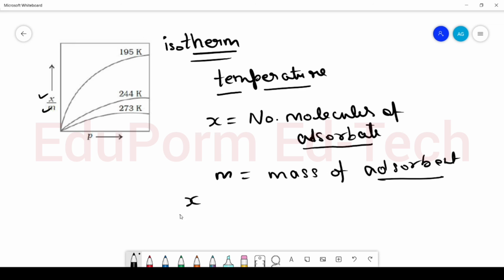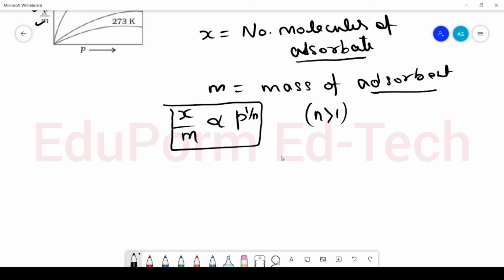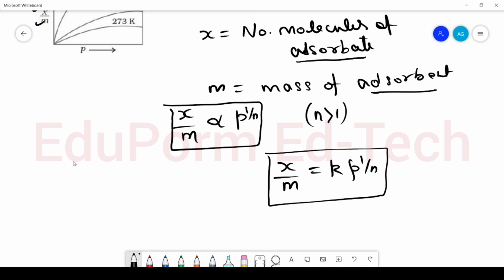This x upon m is called the extent of adsorption, and it is directly proportional to pressure at constant temperature. Freundlich suggested that it is proportional to pressure to the power 1 by n, where n is greater than 1. Now, when we remove the proportionality sign, we get the equation: extent of adsorption x/m is equal to k p to the power 1/n, and this equation is the Freundlich adsorption equation.